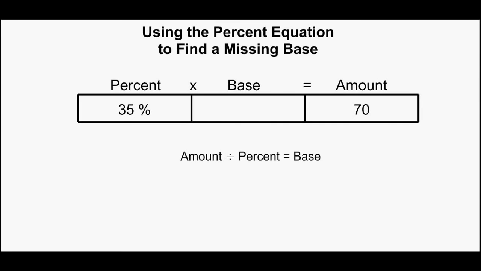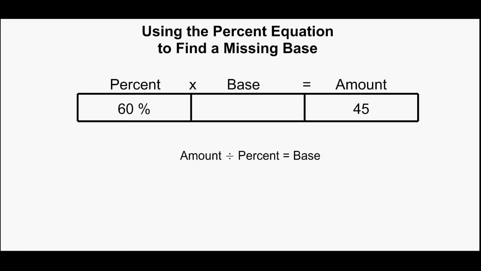Let's try another example. Here I have the percent, 35%, my missing base, which we'll be finding, and the amount is 70. Take the amount, 70, divide it by the percent in either decimal or fraction form, and it will equal the missing base, 200. Our missing base is 200.